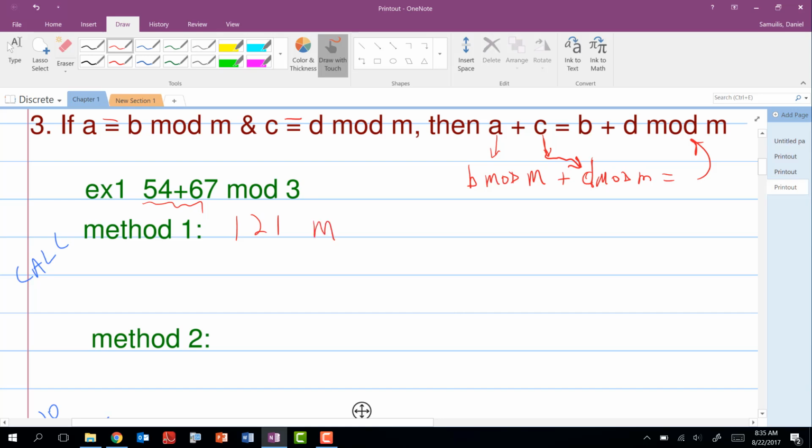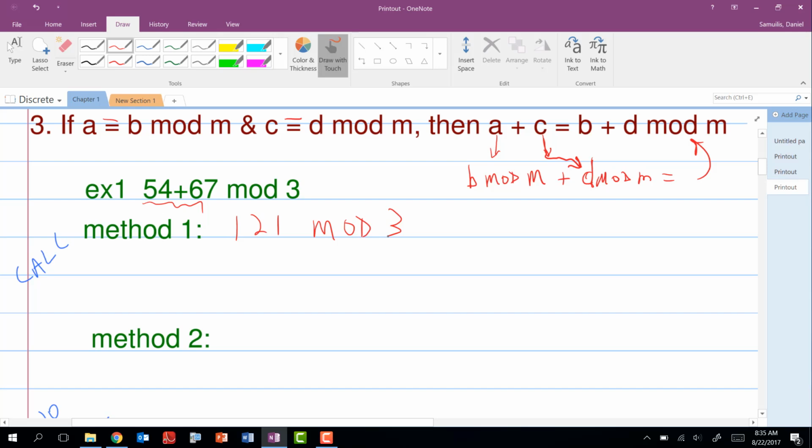Okay, mod 3. And then why would this be a calculator? Maybe two reasons. The sum is large, although you could go off to the side and grade school it. Put them above and below each other and add the columns and all that other stuff. And then maybe mod 3ing 121 might be tough. But I don't think it should be.